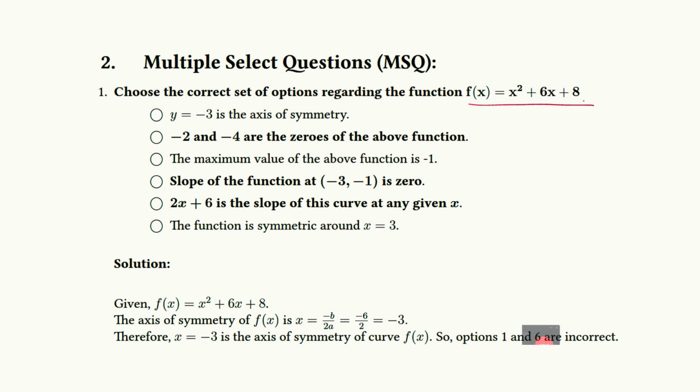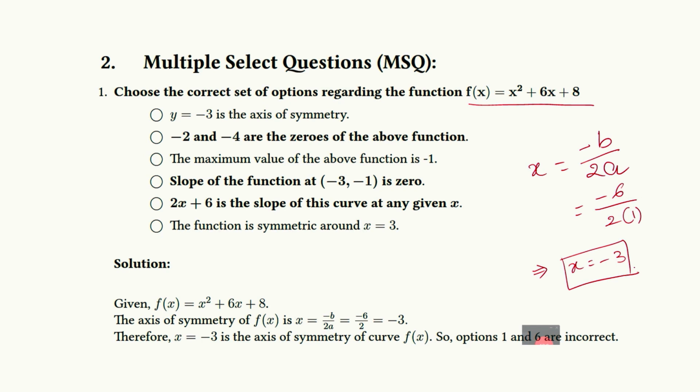Y is equals to minus 3 is the axis of symmetry. Let's find the axis of symmetry first. For any given function f of x is equals to ax square plus bx plus c, we have axis of symmetry at x is equals to minus b by 2a. Here b is 6 and a is 1. If we substitute that, we will get minus 6 by 2 times 1, which implies x is equals to minus 3 will be the axis of symmetry.